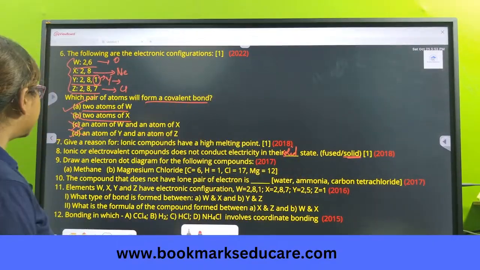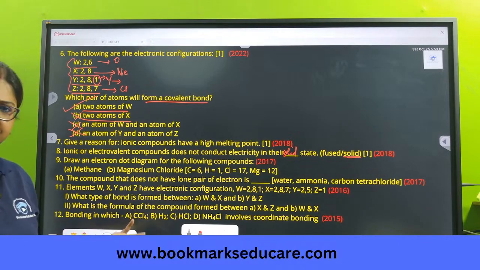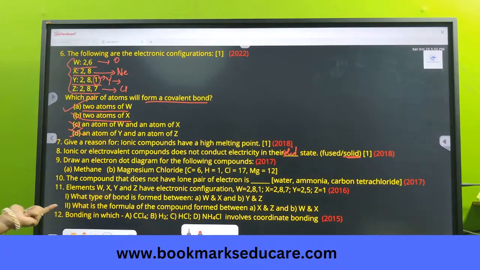Okay? Next is the typical electron dot structure again of methane, magnesium chloride. Next is: the compounds that do not have a lone pair.